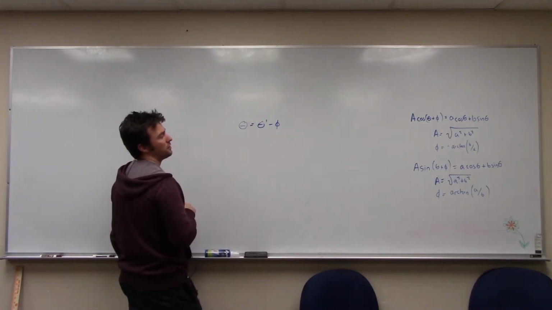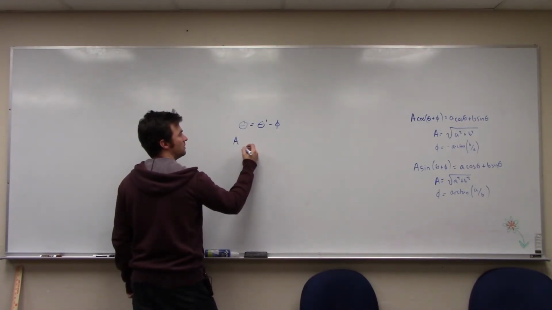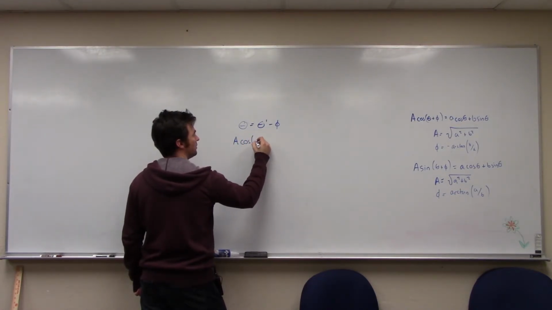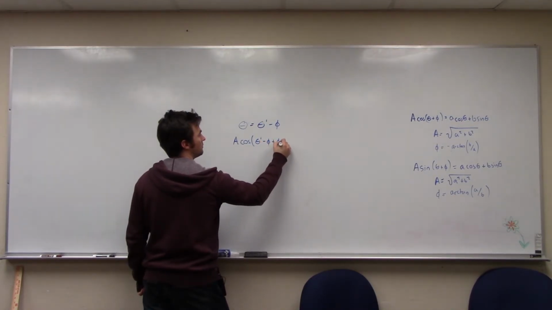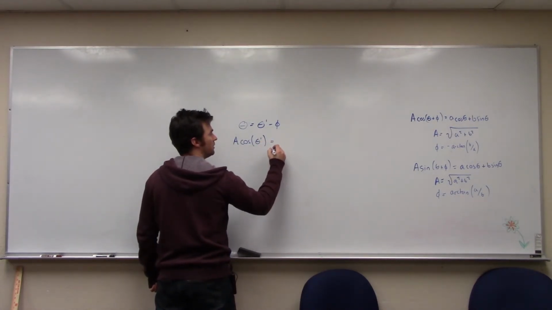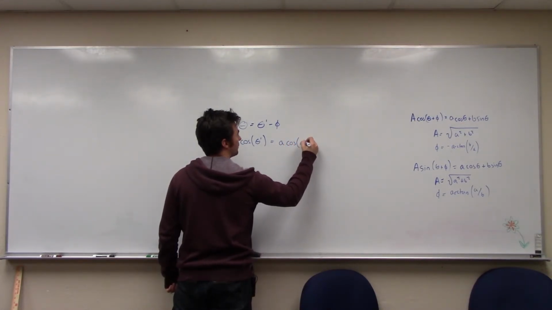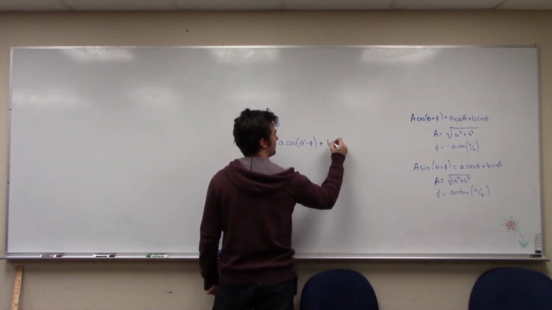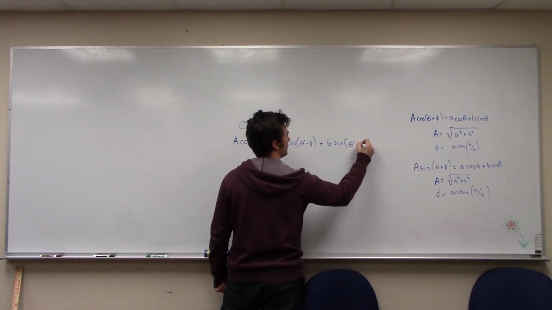Okay, let's substitute that in the first expression. So that becomes a cosine of theta prime minus phi plus phi, so we can go ahead and get rid of that. It is equal to a times cosine of theta prime minus phi plus b sine of theta prime minus phi.